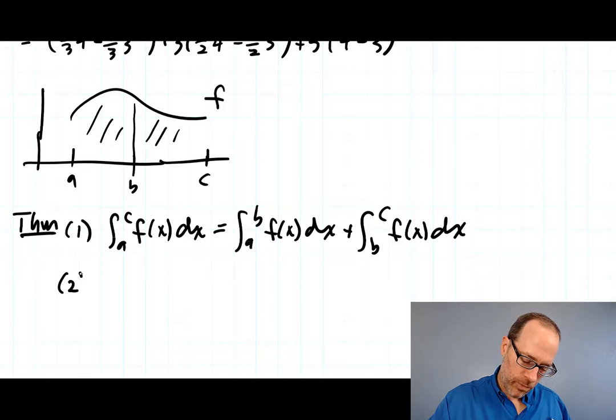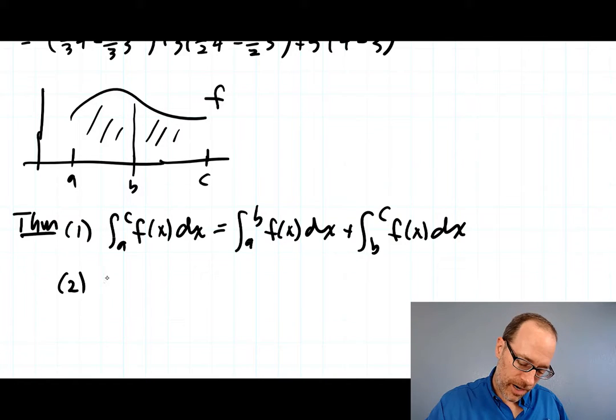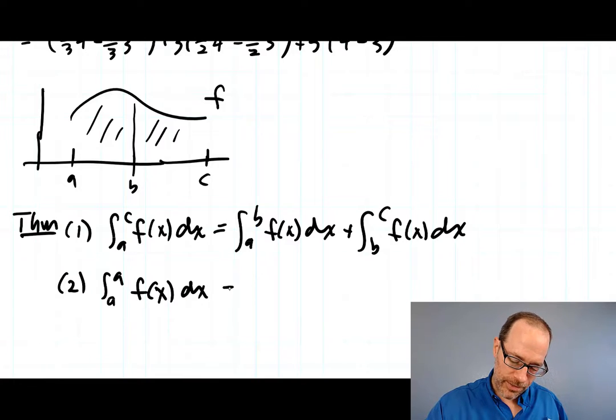And then finally, one last rule, which is hardly worth mentioning. If you integrate from a to a of anything, you get 0 because there's no area.